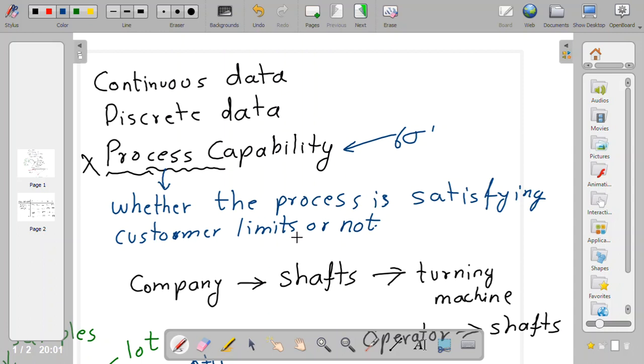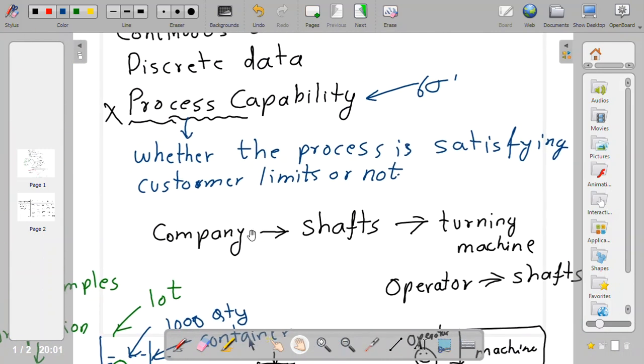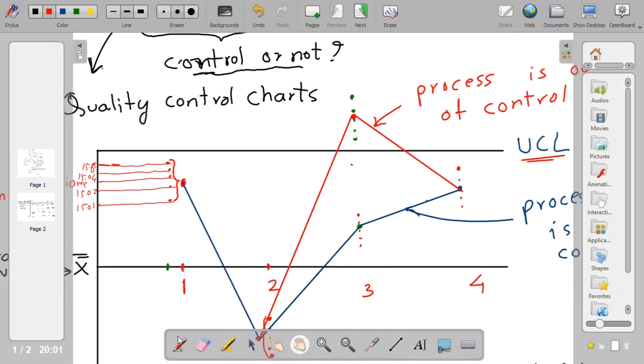Suppose it is out of control. Just listen carefully, this is very important. Suppose this process is out of control, that time we can directly say that the process is not satisfying customer limit. Now suppose the process is in control here.